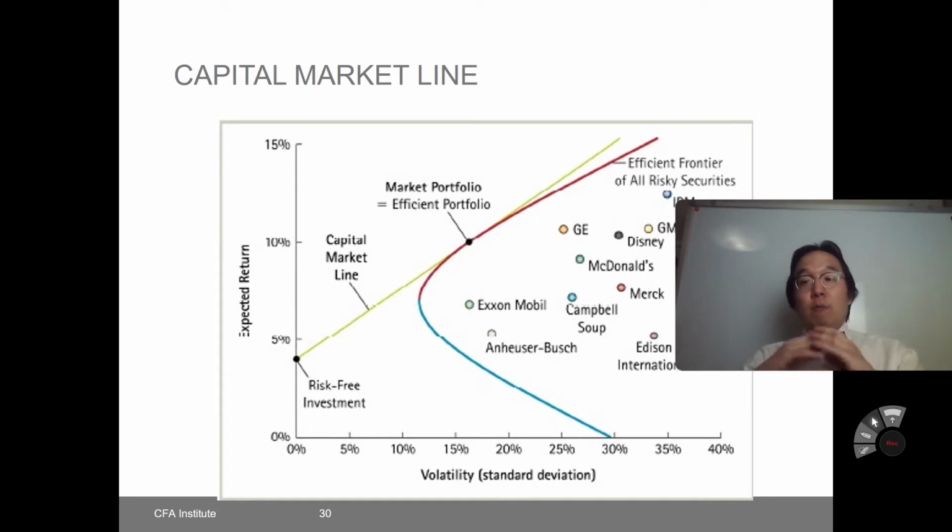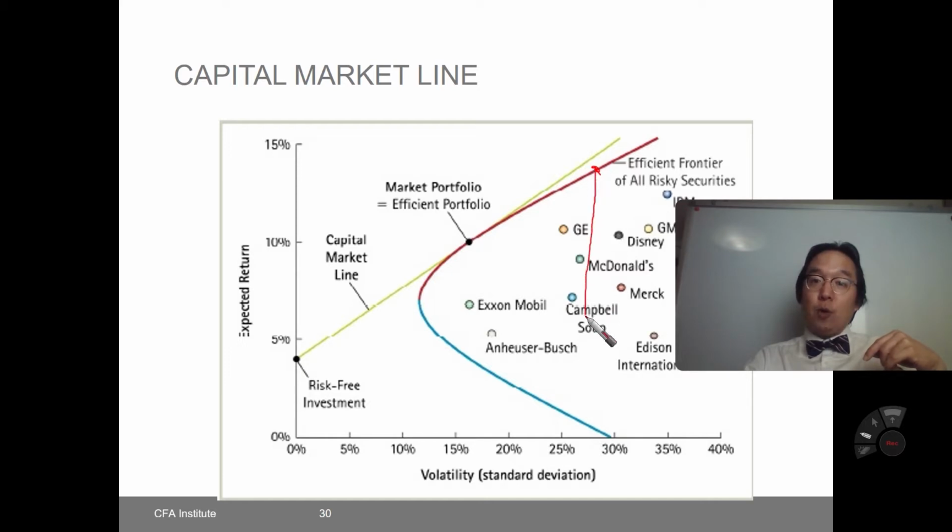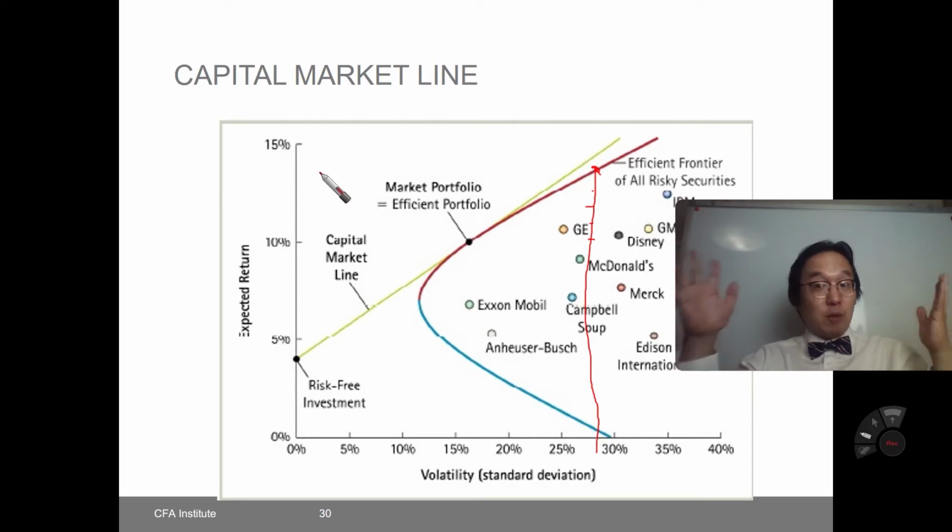Efficiency, what do you mean? Well, for a given level of risk, you achieve the best or highest expected return. For example, over here, this portfolio will be more efficient than any portfolio at the same risk level over there. For the same given level of risk, you are achieving the best return. So that's what we call the efficient frontier.